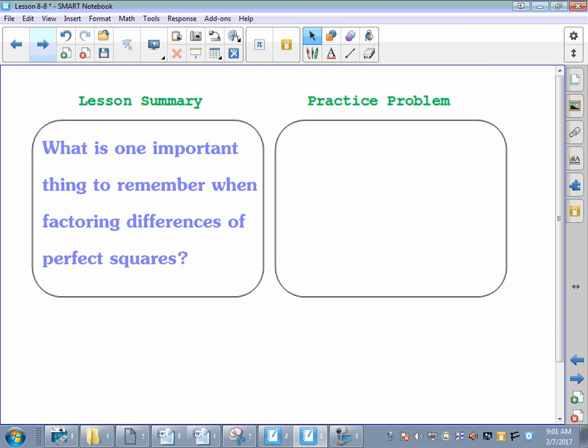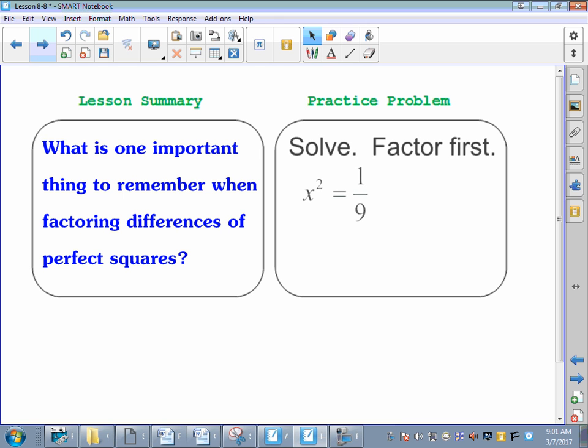So here's what I would like to know. What's one important thing to remember when factoring differences of perfect squares? And solve that. First, make sure you factor, and the first thing I would say is, what's the problem with this problem? Make sure you get it so it's equal to 0 before you do anything else. Then it looks to me like all the parts are perfect squares, so you'll have 1 parenthesis with a plus, 1 parenthesis with a minus. You'll have 2 answers. They will both be fractions.